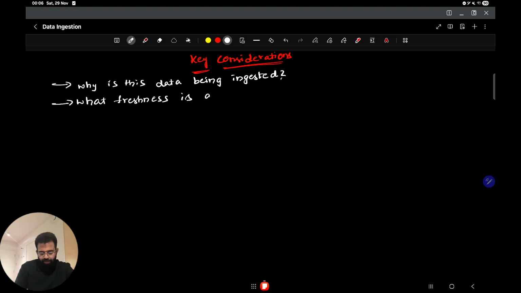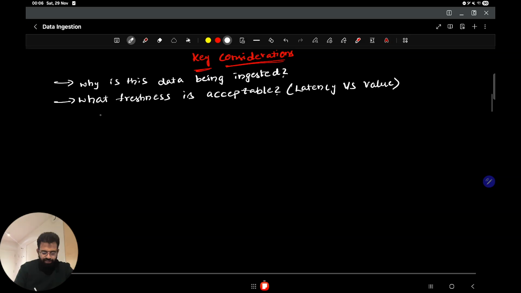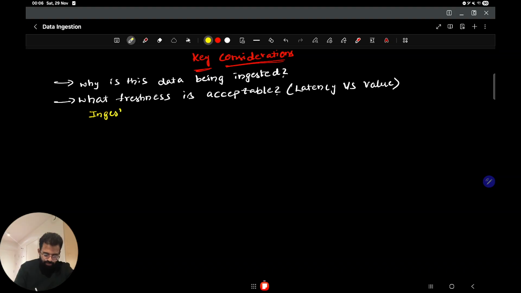The second one is what freshness is acceptable. This is really latency versus value. Whenever we talk about freshness, there is something called ingestion lag. So what does ingestion lag actually mean? Let's say you have a data platform.